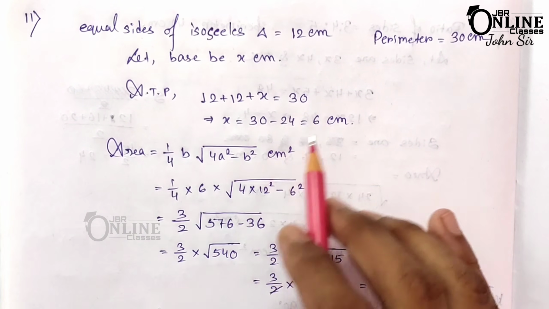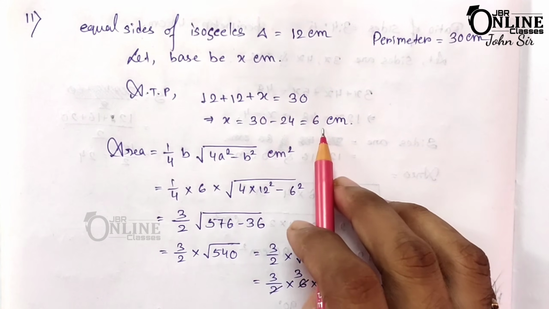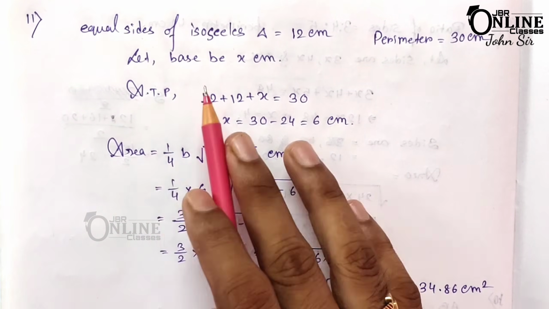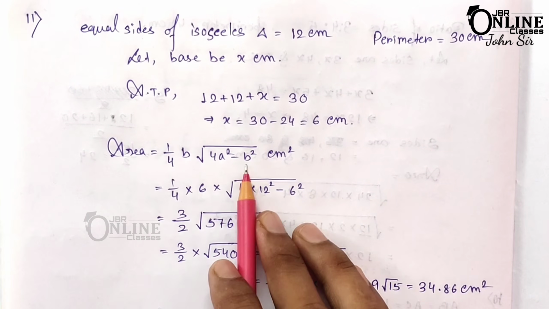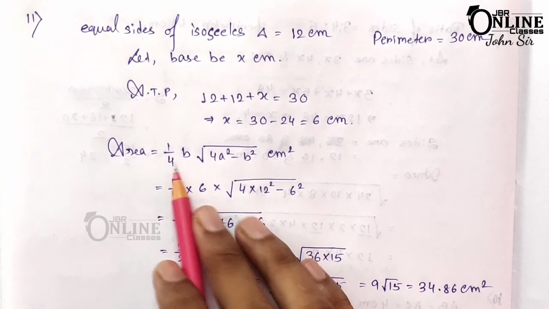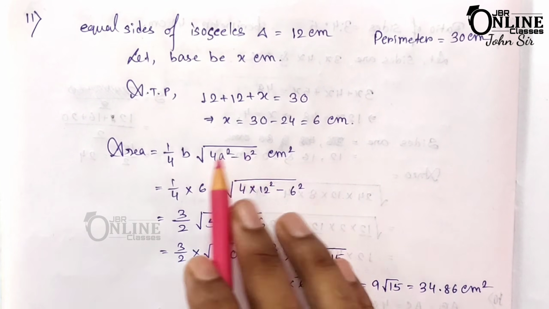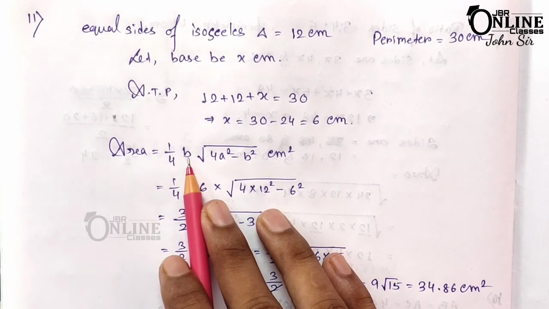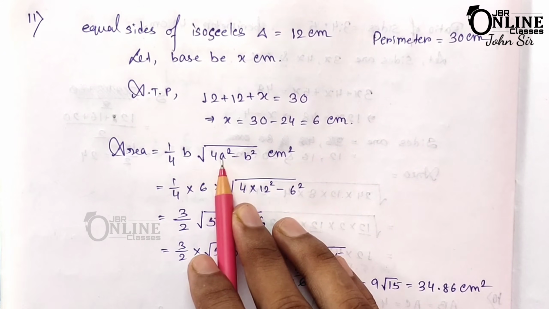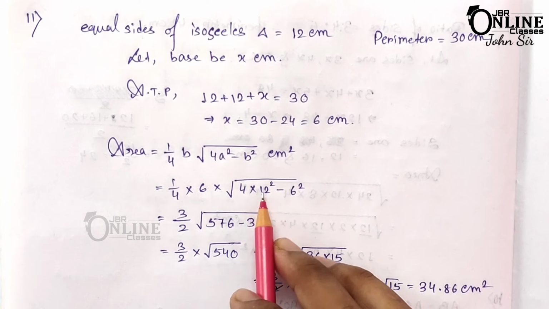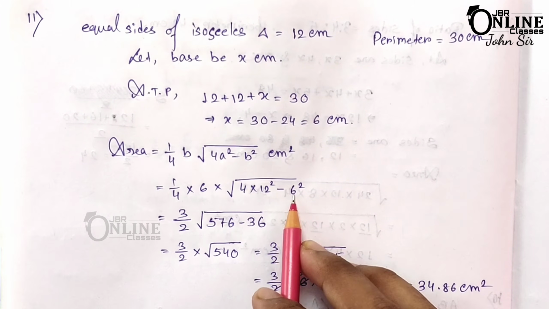So here you know the base, that means the third side, that is 6 centimeter, and the equal side is 12 centimeter. So for the area of the triangle, you can directly apply the formula 1 by 4 b root over 4a square minus b square. You know here b means the third side and a means the equal side. So 1 by 4 into 6 into root over 4 into 12 square minus 6 square.